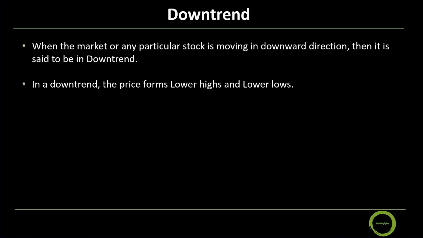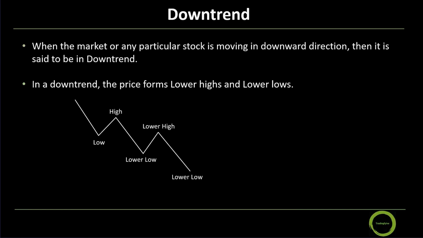So let's understand this. Let's consider that this is the price on the chart. And as you can see here, the price is forming a low and is supposed to form a high around this region. So let's label them respectively. And when the stock moves downward by forming a new low, then it is said to be a lower low. And similarly, when the stock retraces back and forms a new high which is lower than the previous high, then it is said to be a lower high. When the price of the stock forms the pattern of lower highs and lower lows, then it is basically said to be in a downtrend condition.